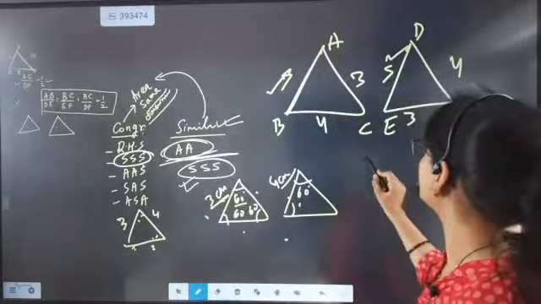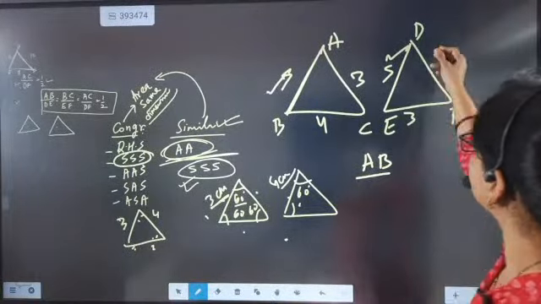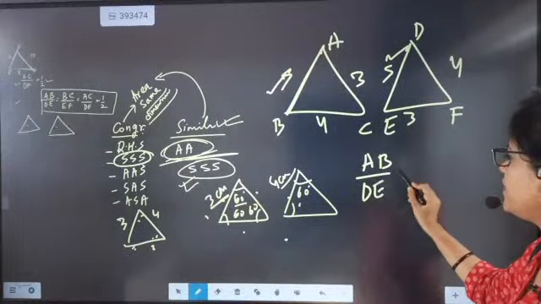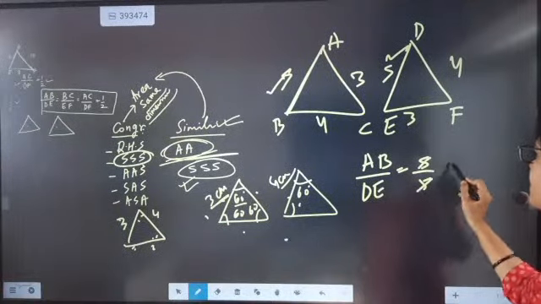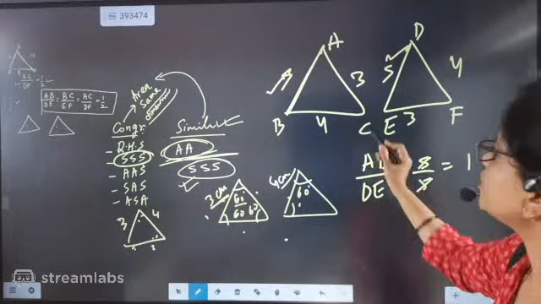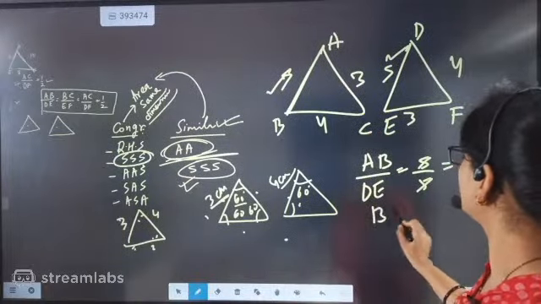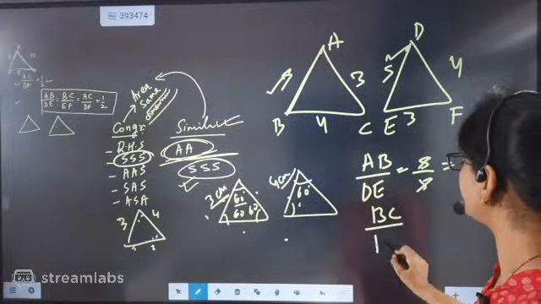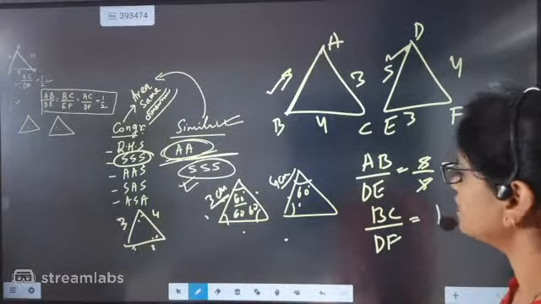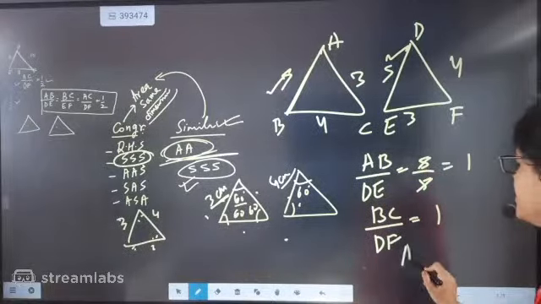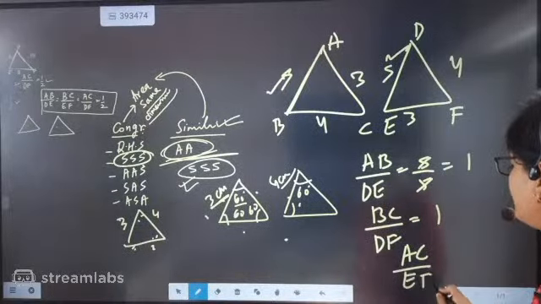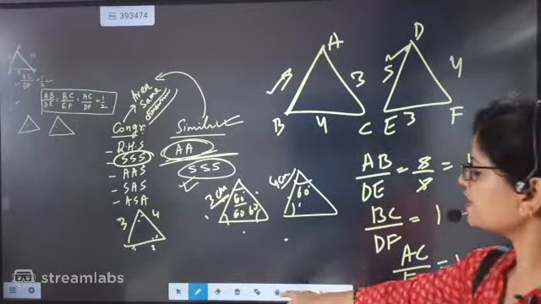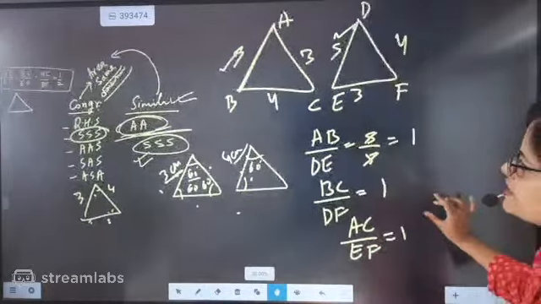So AB is 5, now DE is also 5, so the ratio is coming 1:1. Now go for BC by DF, ratio coming 1. Then AC by EF, ratio coming 1. So every time the ratio is exactly coming as 1.